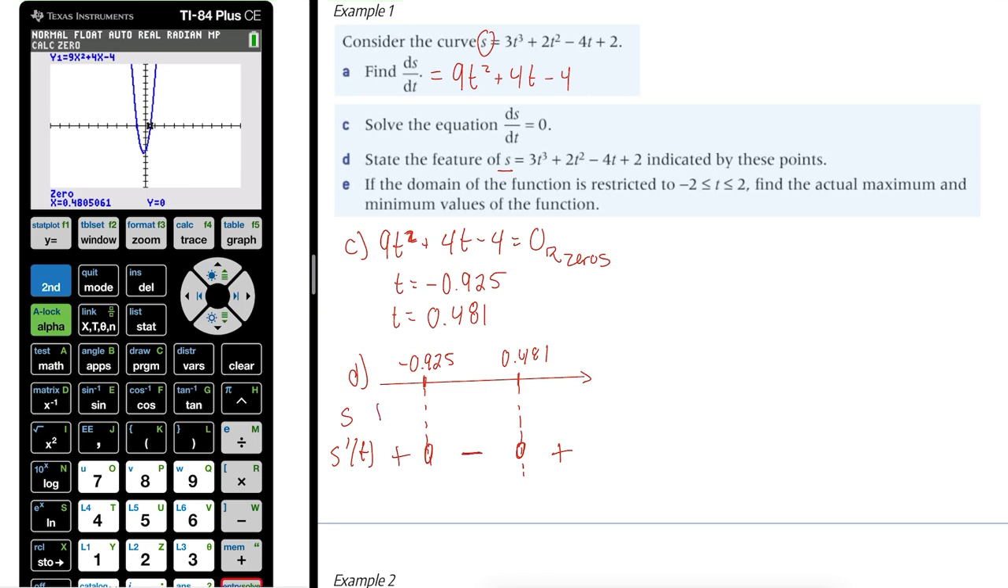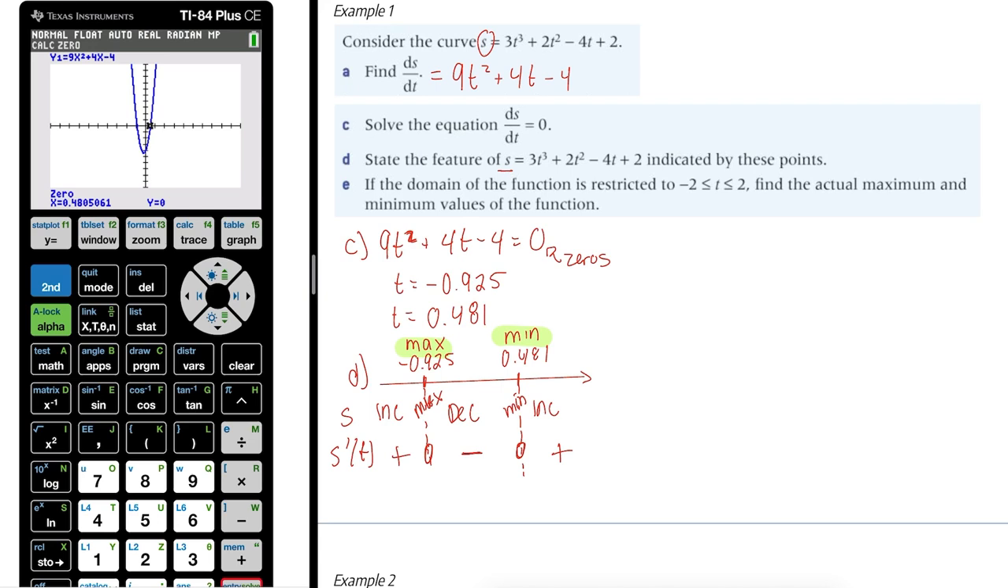So that means that for my function, it's going to start by being increasing. Then it's going to have either a maximum or minimum. After x is equal to negative 0.925, my function will be decreasing. So if I'm going from increasing to then decreasing, that means that I'm going to have a local maximum value at t is equal to negative 0.925. And then if we think about what's happening at the other instance when the derivative is equal to 0, it's going from decreasing to then increasing. So that means that my function is going to have a minimum value. So maximum and minimum values here. So state the features indicated by this point. Well, the features would be that we have a maximum and a minimum for our function. So let's highlight this.